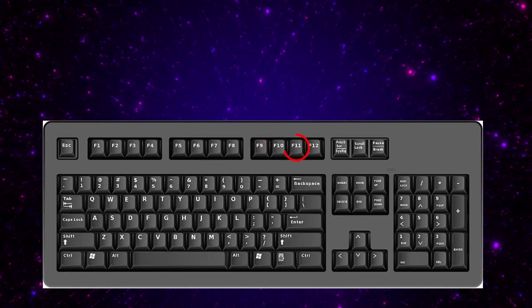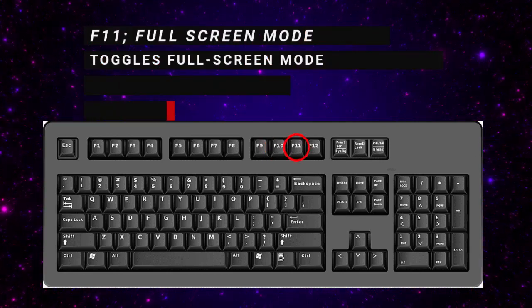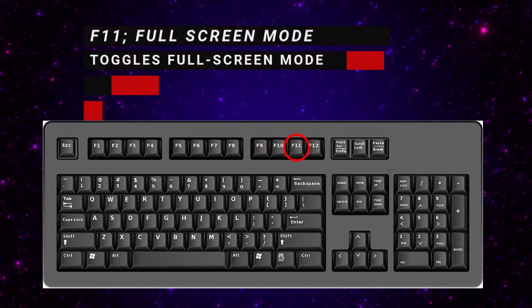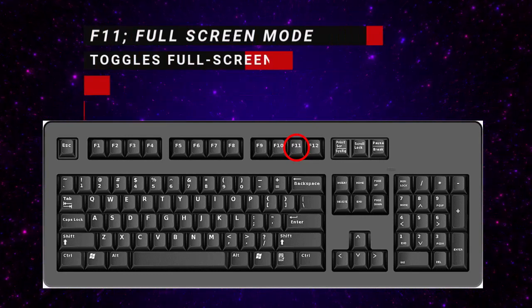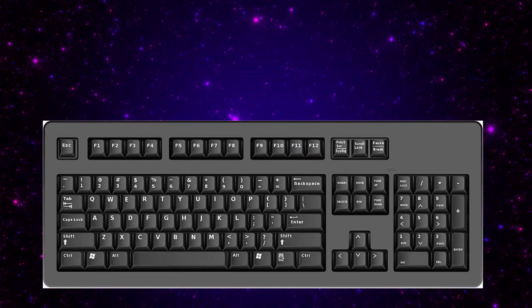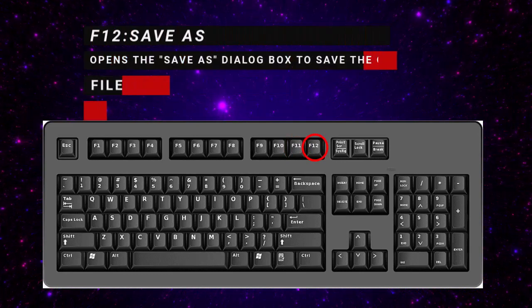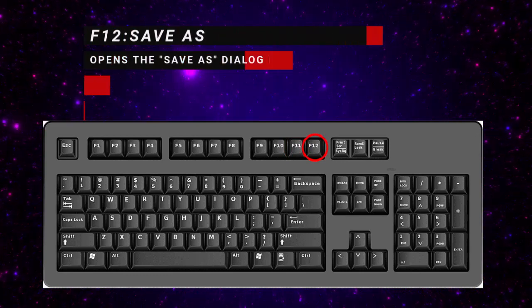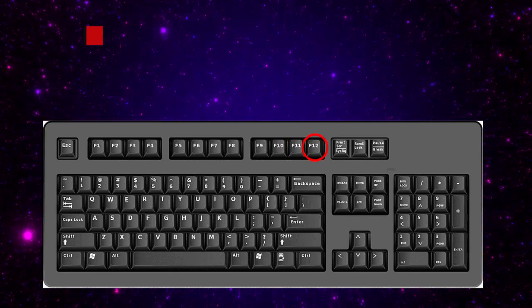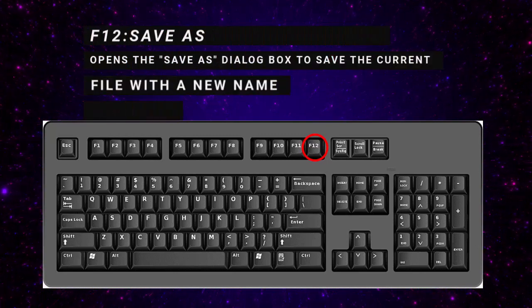F11, Full Screen Mode. Pressing F11 toggles full screen mode, maximizing the application window to fill the entire screen. F12, Save As. In many programs, pressing F12 opens the Save As dialog box to save the current file with a new name or in a different location.